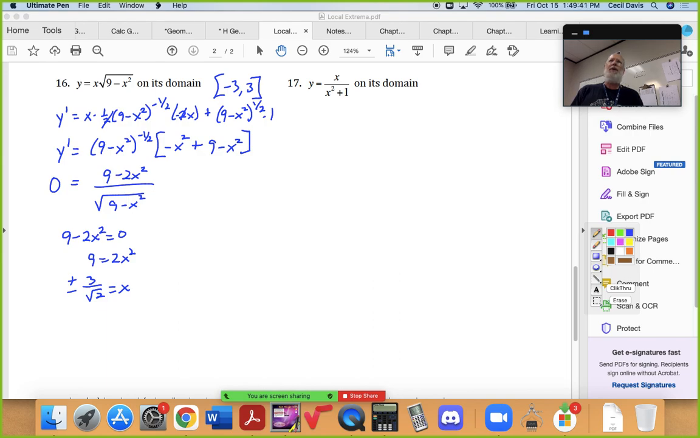Okay, do you need me to go on from there, or was that where the problem was? Yeah, that's a problem. The hard part for most people is factoring out this 9 minus x squared to the negative 1/2 power. Yeah, I forgot times negative 2x. Oh, yeah, not doing the chain rule would wreck this problem.